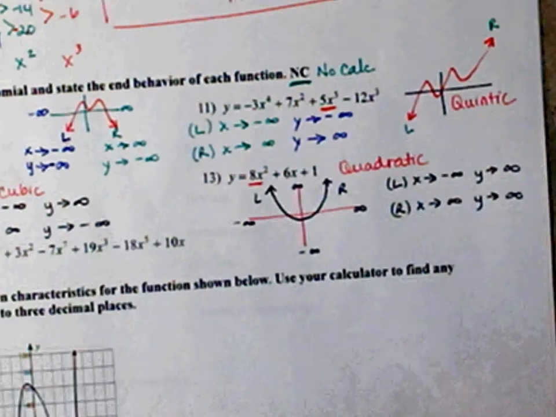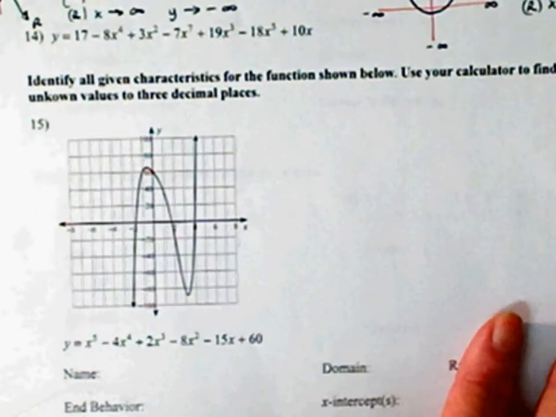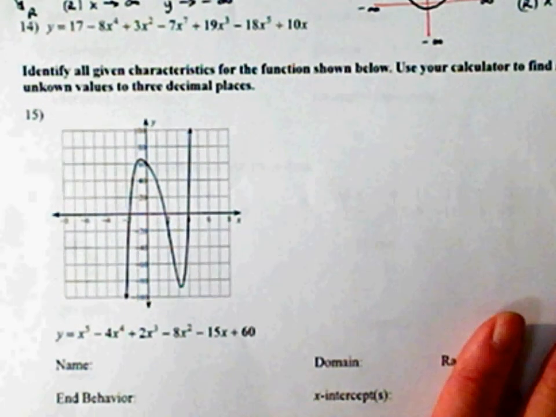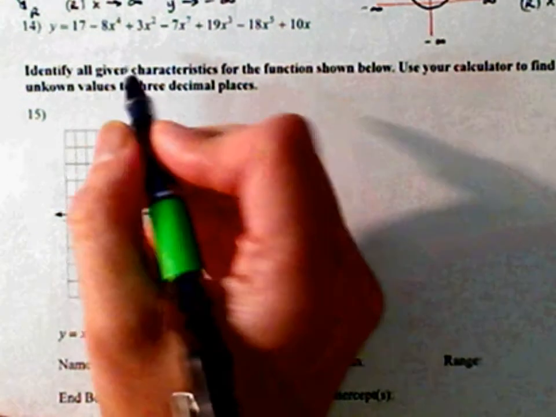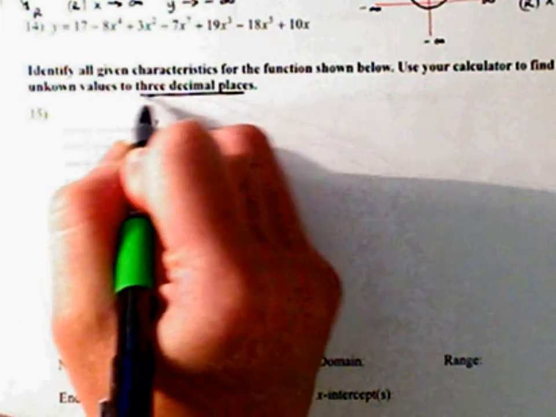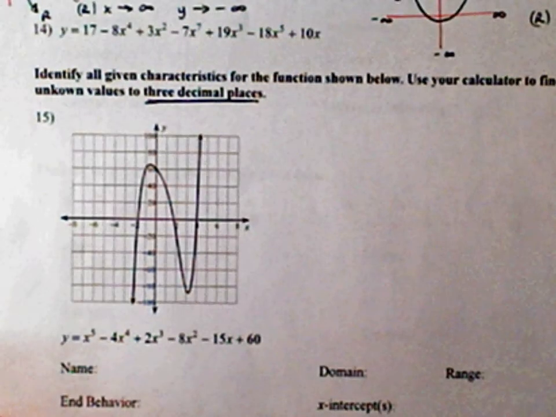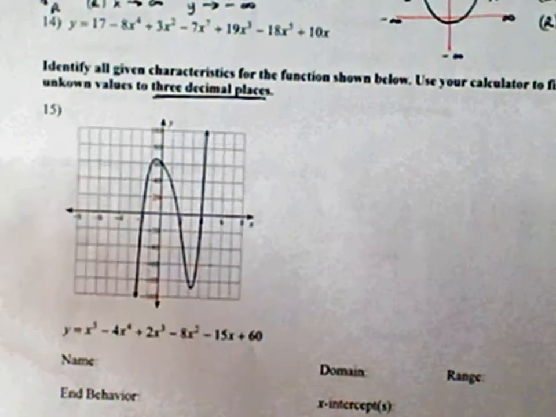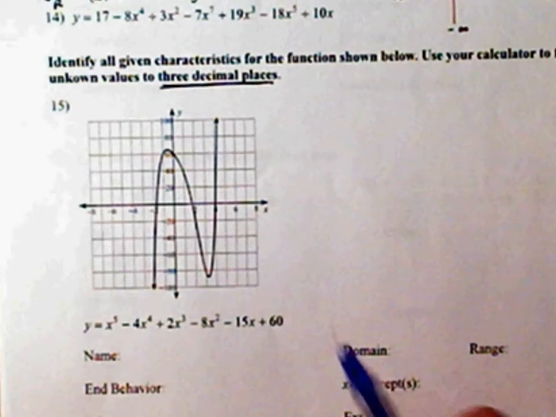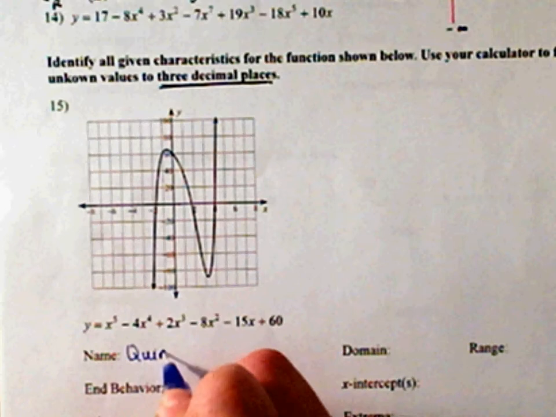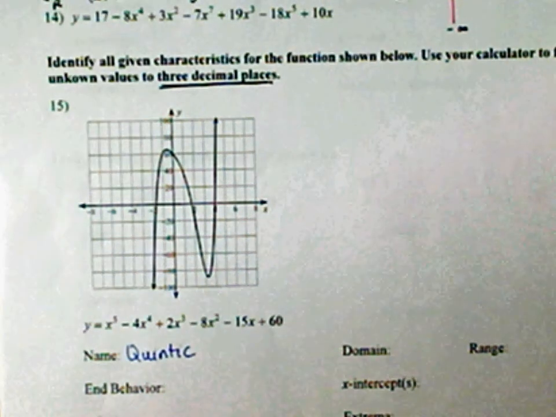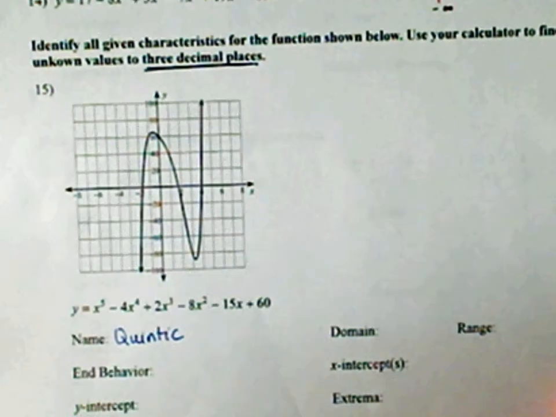Number 15, we're going to identify all characteristics for the function below. Use any calculators to find any unknown values to three decimal places, so don't miss that, okay? All right, first of all, let's name this. What is your highest degree here? It's a 5. If it's a 5, it is a quintic, okay? Try to do everything that you know without using a calculator first.